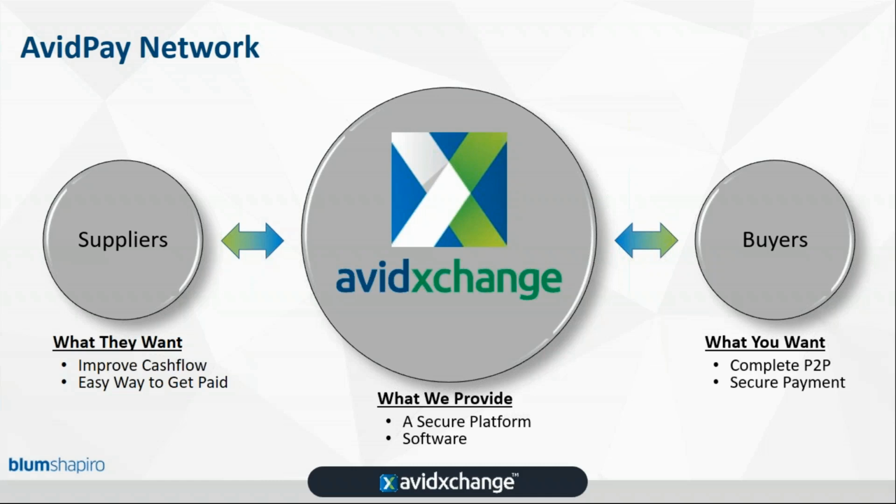And on the flip side, you have suppliers. Think of them as the drivers. What do they want? They want to improve cash flow. They want to receive their cash as quickly as possible, and they also want an easy way to get paid. So how do those two work together? You've got AvidXchange sitting in the middle, and we provide the secure platform for the suppliers and you as the customer to work together, and we supply the software so everything can be in the cloud. So as a buyer, you have a secure way to make those payments, and for your suppliers, there's a secure and easy way for them to receive payment.